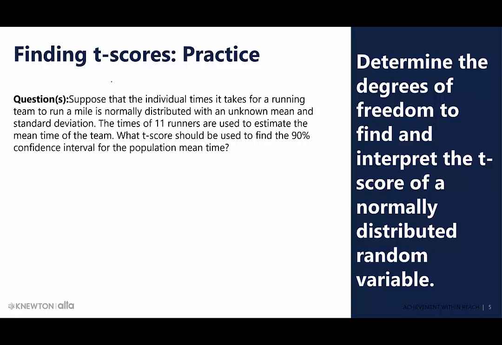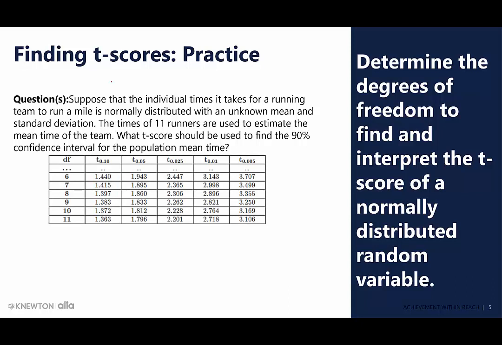Suppose that the individual times it takes for a running team to run a mile are normally distributed with an unknown mean and standard deviation. So we know the distribution is roughly normal, but we don't know the standard deviation. The times of 11 runners are used to estimate the mean time of the team. What t-score will be used to find the 90% confidence interval for the population mean time? What's most important here is that we do not know the standard deviation, so we have to use the t-distribution.